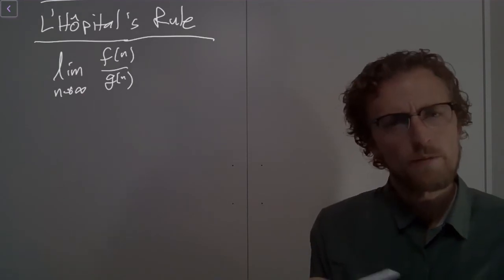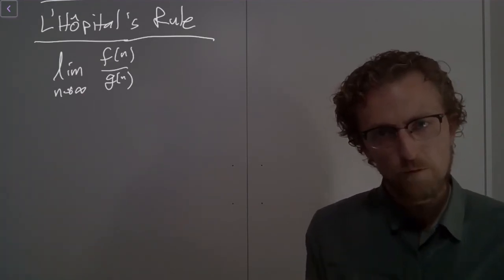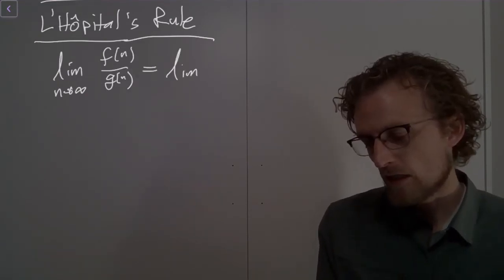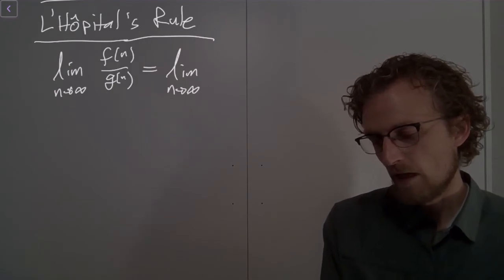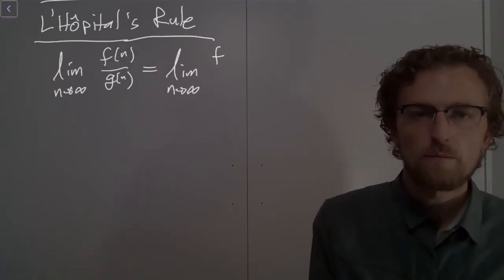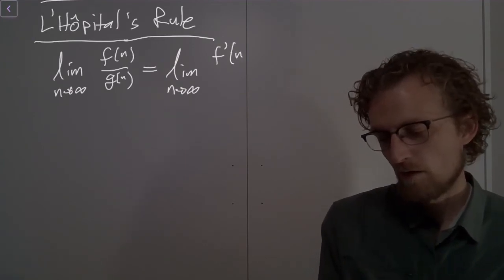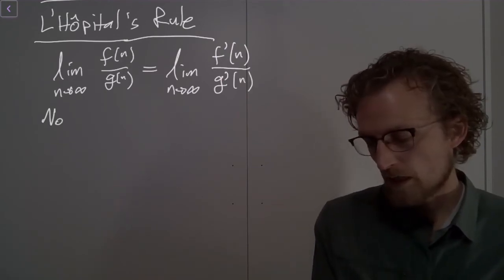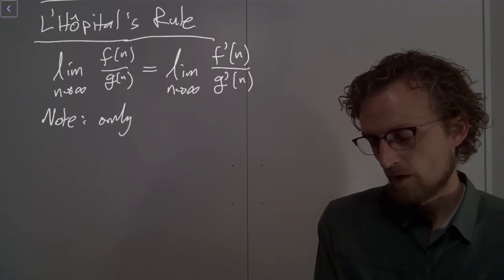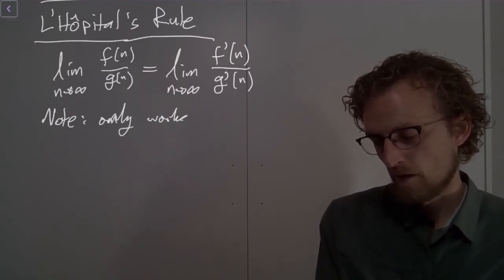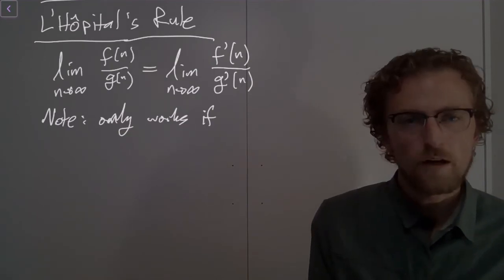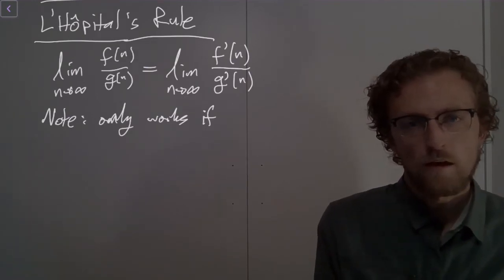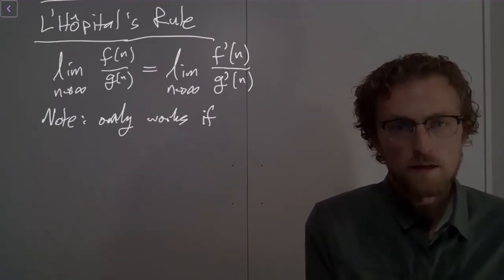Then I get the following. Suppose I have the right form for L'Hopital's rule to work. Then to evaluate this limit, I can say this is exactly equal to the limit as n approaches infinity of the derivative of f divided by the derivative of g. So the derivative of f with respect to n divided by the derivative of g. And my note is that this only works if the original limit looks like 0 divided by 0 or infinity divided by infinity. I'm being a little bit informal with this, but for our purposes, this will be fine.